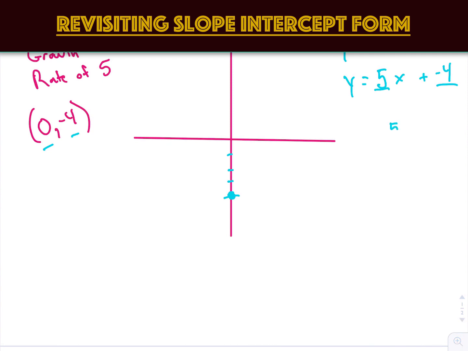So I have to rise. Again, my fraction here is m equals 5 over 1, so my rise is 5. My run is 1, so I'm going to rise 5. 1, 2, 3, 4, 5. So I'm up past the x-axis. And I'm going to run 1. So my point is right here. This is the line y equals 5x plus negative 4. Another way to write this equation would be y equals 5x minus 4, because adding a negative is really the same thing as subtracting a positive.